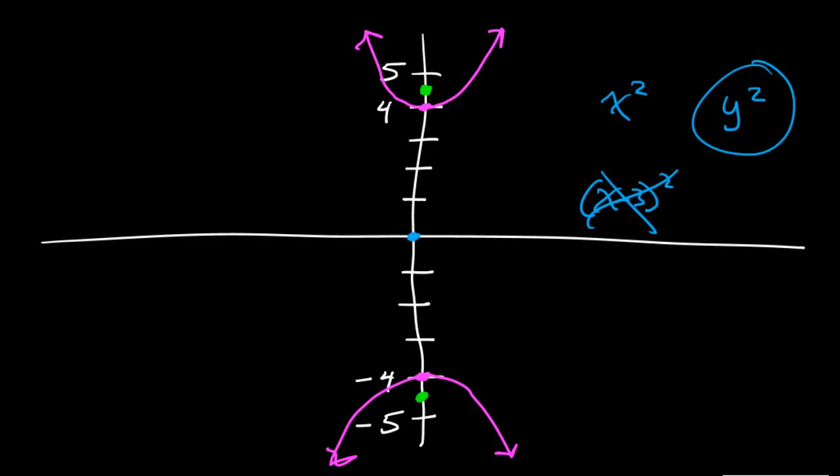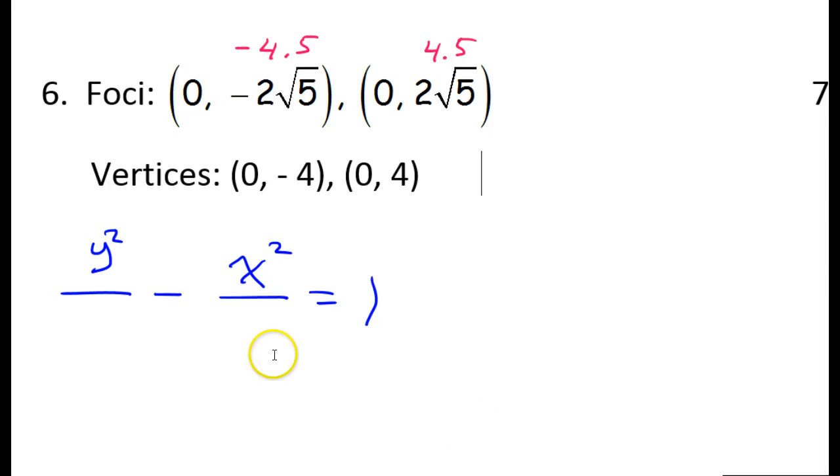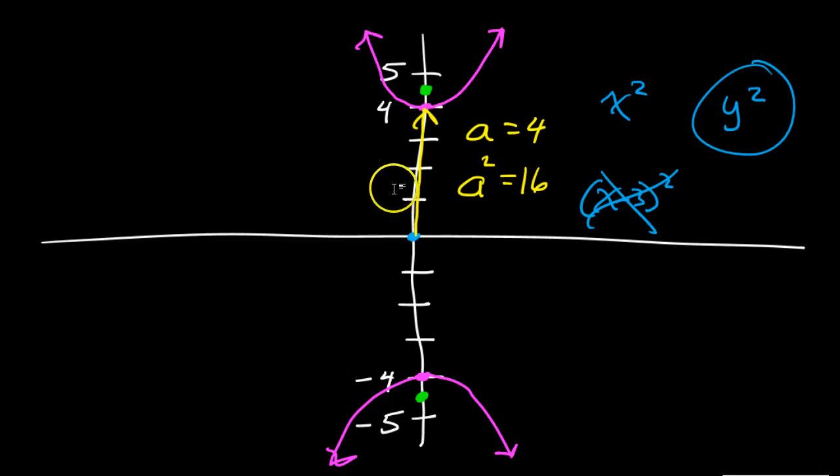Well, the a value is going to be the distance from the center to a vertex. So that means that the a value is 4, which means that a squared is 16. So my first denominator here will be 16. Now I need the b squared. Well, I don't have the covertices, so I can't find it in the same way. But what I can do is use the c value that I can find. The c value is the distance from the center to a focus.